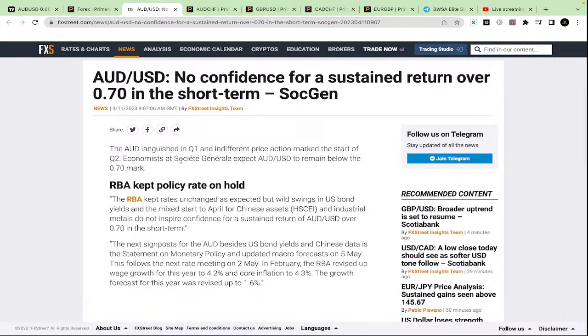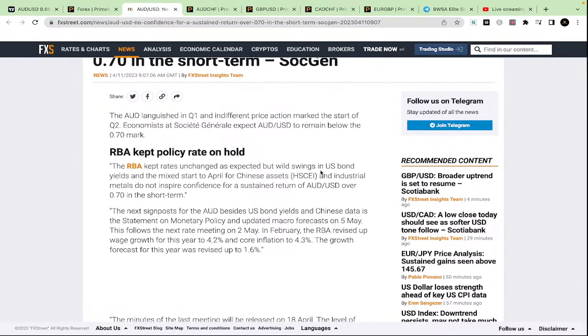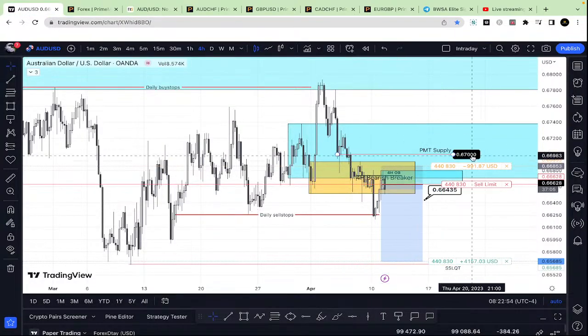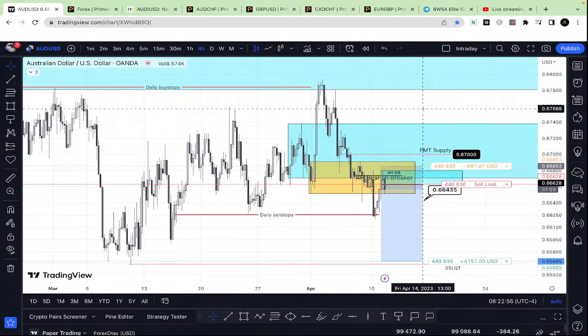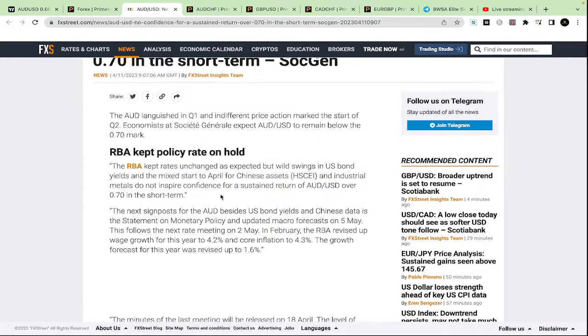AUD USD languished in Q1, and a different price action marked the start of Q2. Economists and analysts expect AUD USD to remain below the 0.70 mark. So 067 and 070 is up there. They expect it to stay below 070. So I'm kind of in the same range.